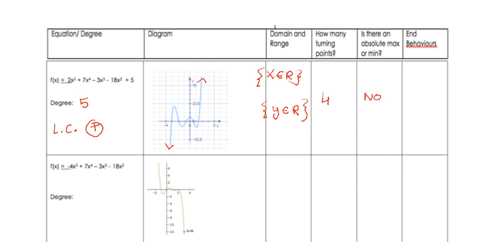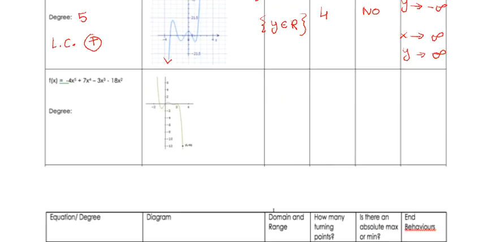Remember, because of your y value, and then behavior as x approaches -infinity, y is going to approach -infinity. And then as x approaches positive infinity, y is going to approach positive infinity. Have you seen a trend yet or no?